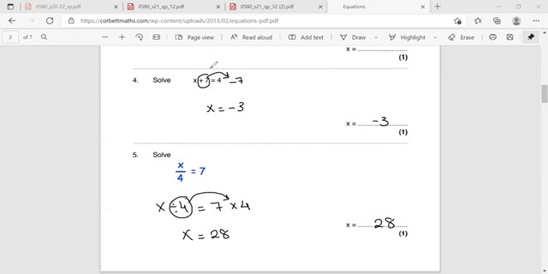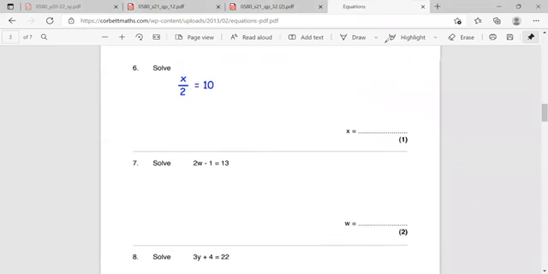The same question, or actually all of these questions, could be solved in another way. Here, x over 4 equals 7. I could multiply both sides of the equation by 4. So I'll have here x divided by 4 multiplied by 4. This one will cancel this one. And at the end, I have 7 times 4, which is also 28.